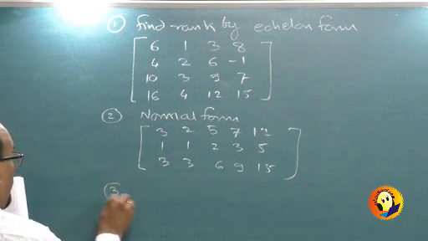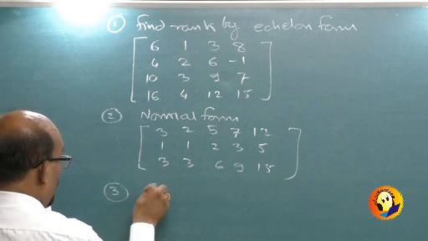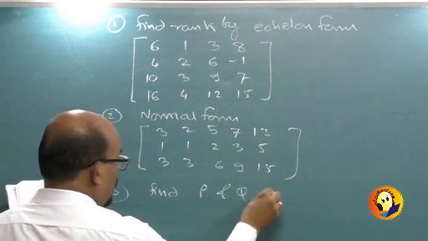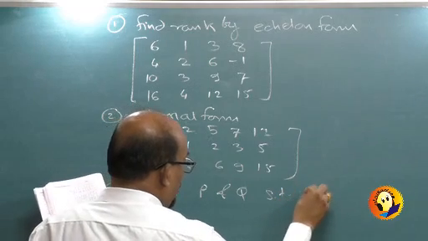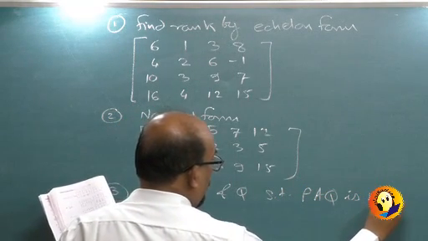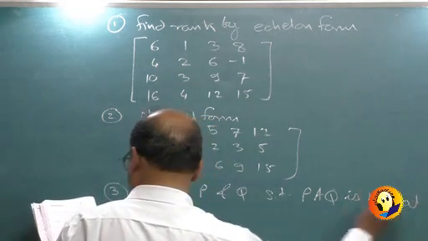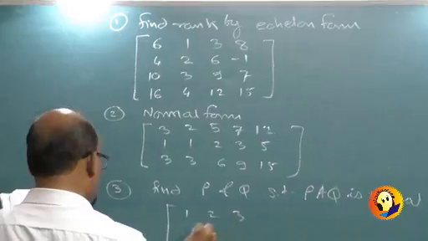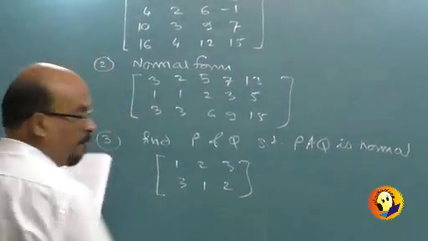Third, find P and Q such that PAQ is normal. And I'm giving a simple problem: 1, 2, 3; 3, 1, 2.